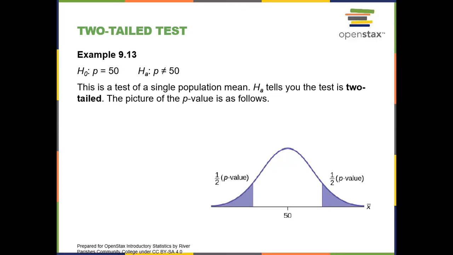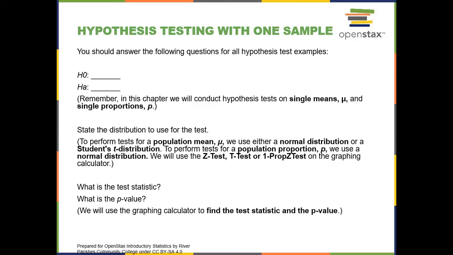You should answer the following questions for a hypothesis test example. H0, H sub A. Remember, in this chapter we will conduct hypothesis tests on a single mean mu and a single proportion p. State the distribution to use for the test. To perform a test for a population mean mu, we can use either the normal distribution or the student's t distribution. To perform a test for a population proportion p, we use a normal distribution. We will use the z-test, t-test, or 1-PropZTest on the graphing calculator.